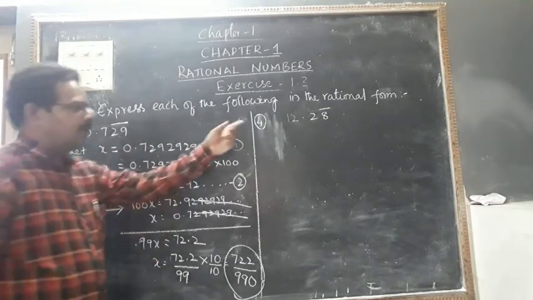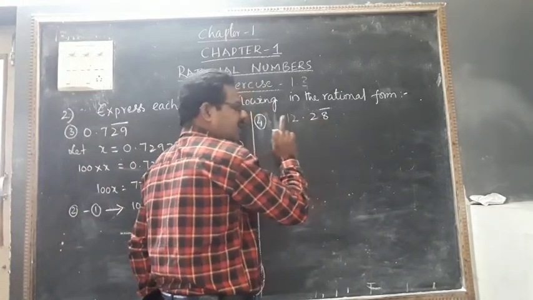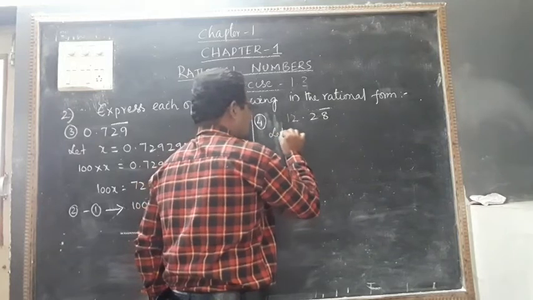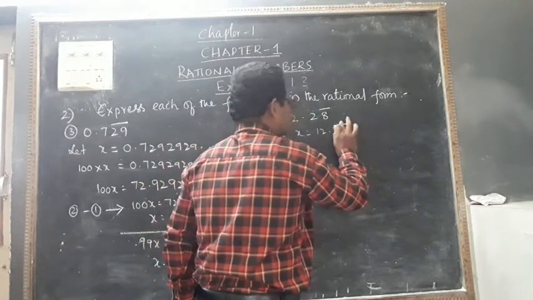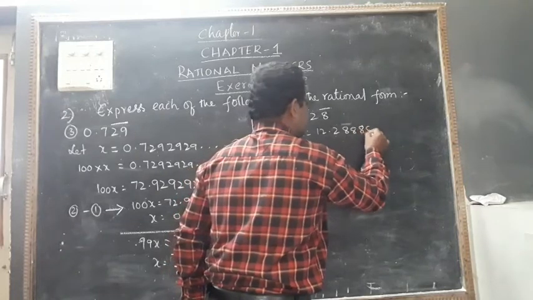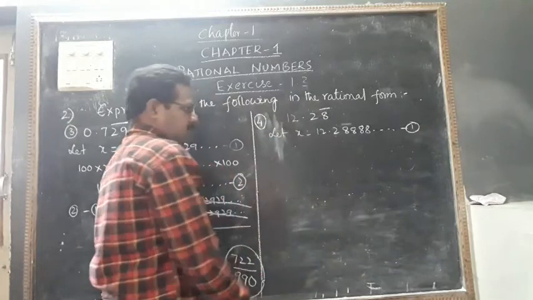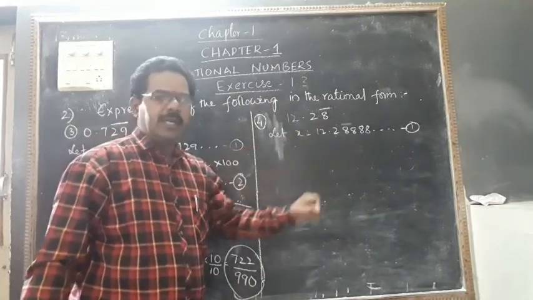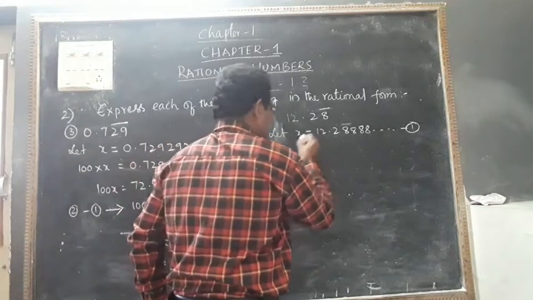Okay. Next, 12.28 bar. Only one digit is repeating. So here let x is equal to 12.28 bar, means 12.2888 up to so on. This can be taken as equation 1. Only one digit is repeating. That's why we will multiply the equation both sides with 10.